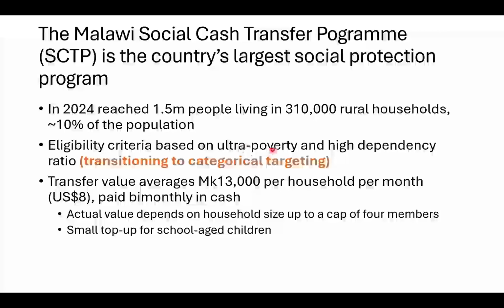Eligibility at the time that we were doing the study was based on ultra poverty and this high dependency ratio idea, which I'll talk about in a bit. But they're currently transitioning to a categorical targeting approach, meaning they're looking at categories: disabled, elderly, young kids, and so on. In terms of the transfer amount, it's about roughly $8 per month, which represents around 15 to 20% of consumption of the household, if that's maybe a better way to think about it, right? And it does vary by household size and so on.